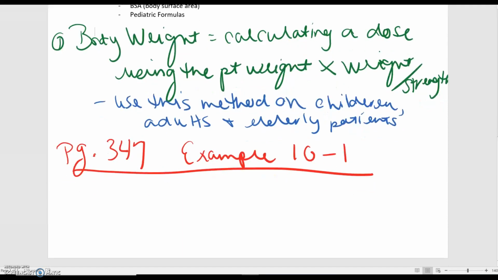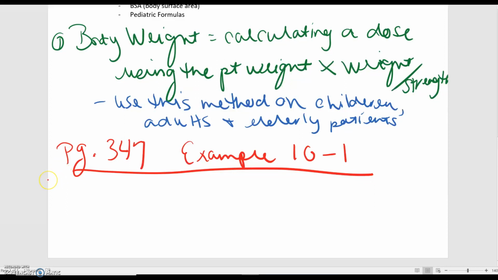And if I read this, it says that a child has been diagnosed with epilepsy, weighs 53 pounds. The physician orders Dilantin 30 milligrams to be given at 2.5 milligram per kilogram per dose. What dose of the medication should be given to the child?